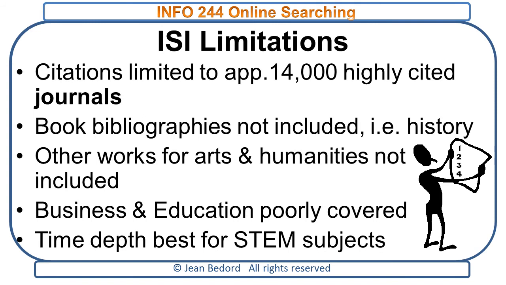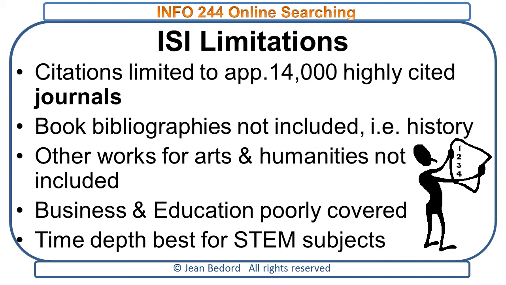As you search the ISI databases, be aware that there are biases in the way these indexes are constructed. First of all, there are a limited number of journals included in the databases. This means the coverage is not comprehensive, though there is some research indicating that about 80% of citations do come from articles in these journals. Book bibliographies are not included in the core collection, though there is a separate database. The strength of the ISI databases is in the scientific, technical, engineering, and medical area, or STEM.